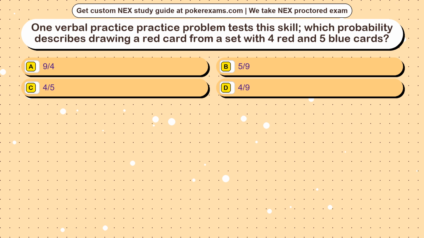Which probability describes drawing a red card from a set with 4 red and 5 blue cards? Option A, 9/4. Option B, 5/9. Option C, 4/5. Option D, 4/9.